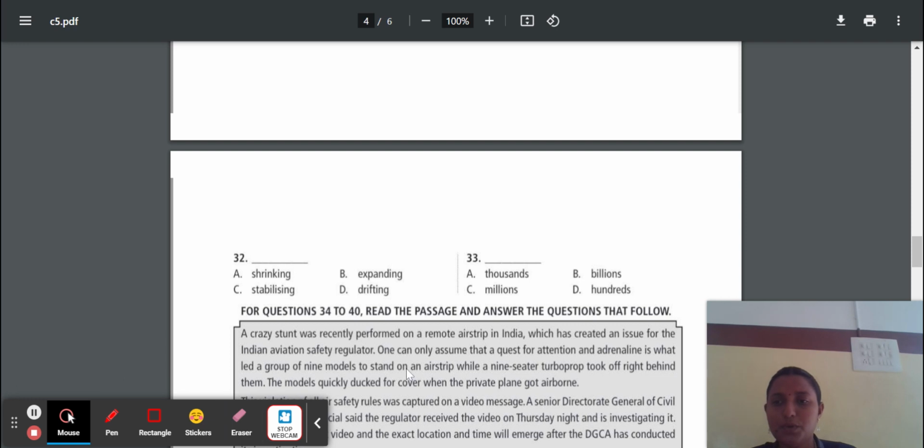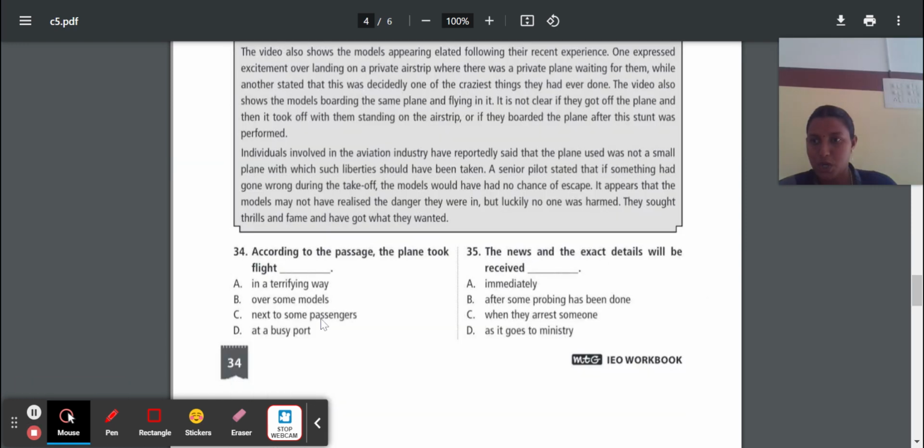For questions 34 to 40, read the passage and answer the questions that follow. Question number 34. According to the passage, the plane took flight dash. Option A, in a terrifying way. Option B, over some models. Option C, next to some passengers. Option D, at a busy port. Answer for the question 34 is option D, at the busy port.